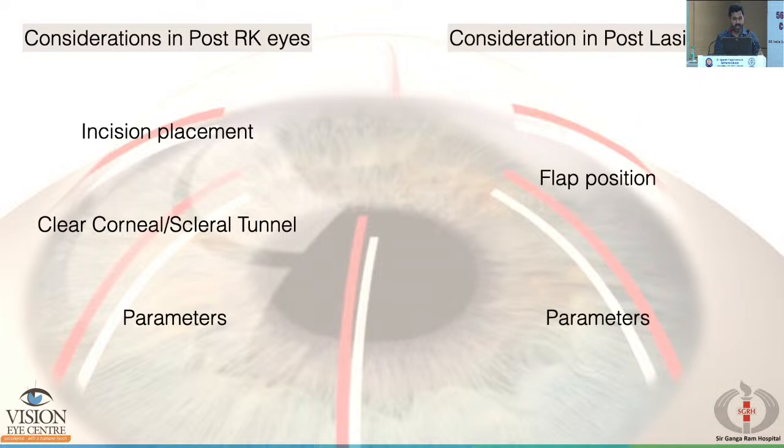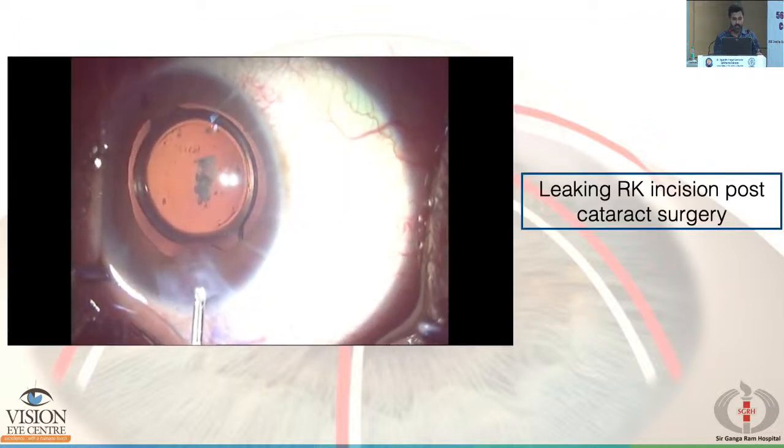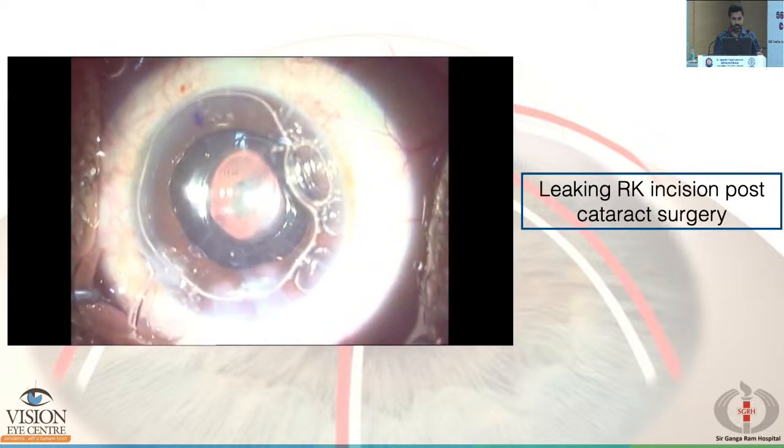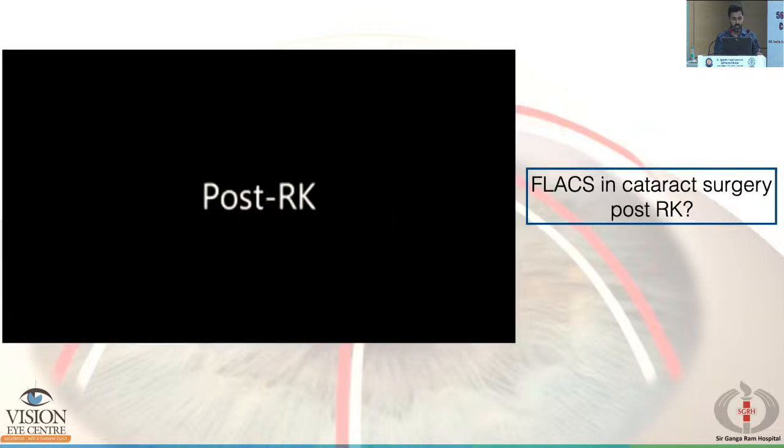In post-LASIK eyes, one of the most important considerations is the position of the flap. You should not be disturbing the flap, because if you do that, you can have epithelial ingrowth, etc., happening in that area later on. So this is a case which had a leaky incision post-cataract surgery. In these cases, you just have to suture that RK incision. Otherwise, these patients do fine.